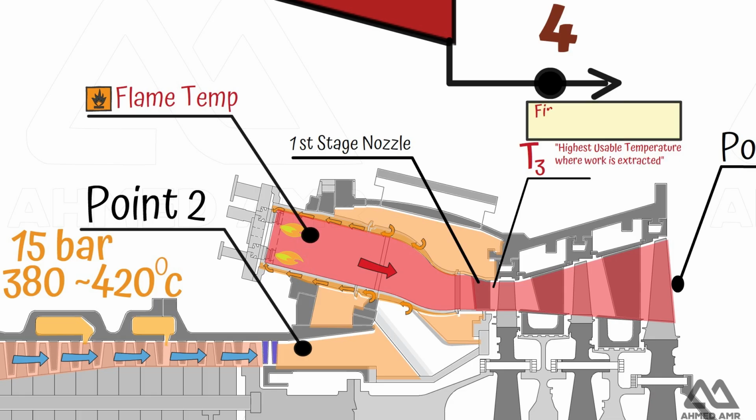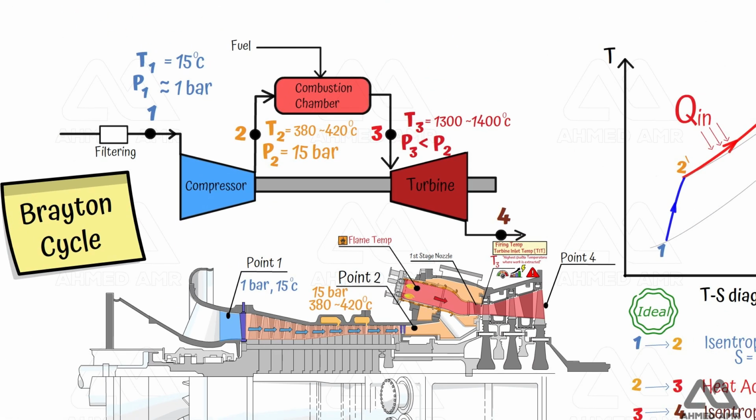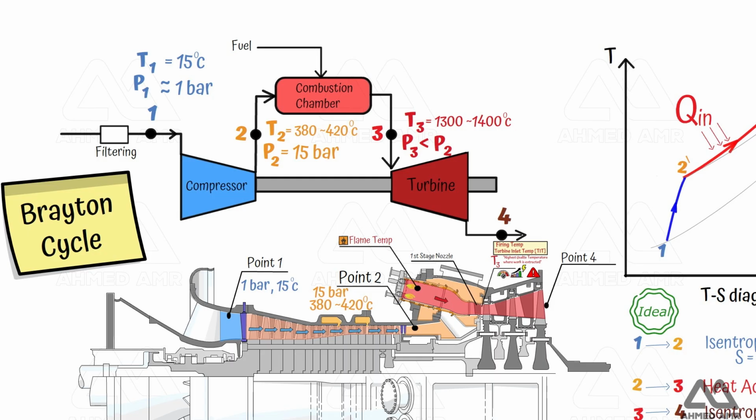From here comes a very important term, firing temperature or turbine inlet temperature, TIT. This is the true indicator of turbine power capability, the most important parameter controlling power and efficiency, and at the same time, the most critical factor affecting component life if limits are exceeded. Point 4. After expansion inside the turbine, the exhaust leaves at near atmospheric pressure with a temperature that can reach 600 to 650 degrees Celsius, depending on load.